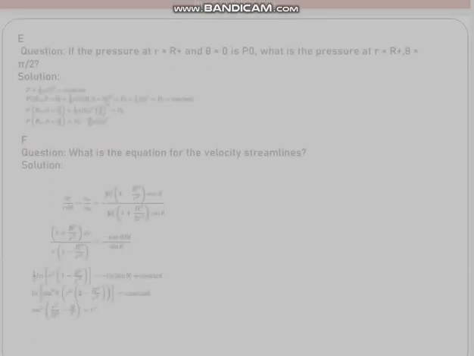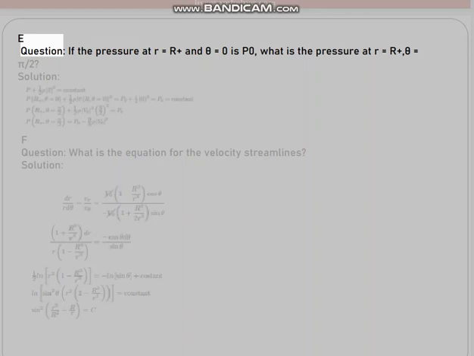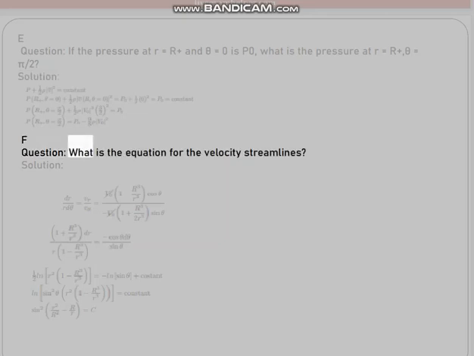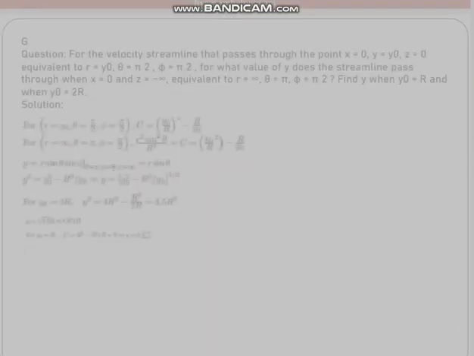E question: if the pressure at r equals R plus and theta equals 0 is P0, what is the pressure at r equals R plus, theta equals pi/2? Solution. F question: what is the equation for the velocity streamlines? Solution.